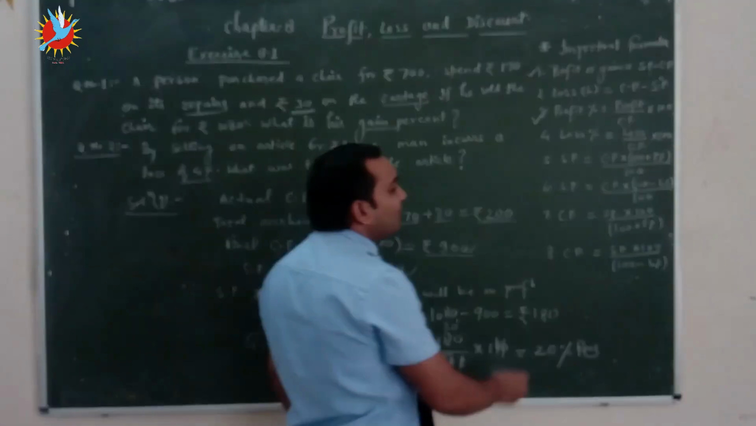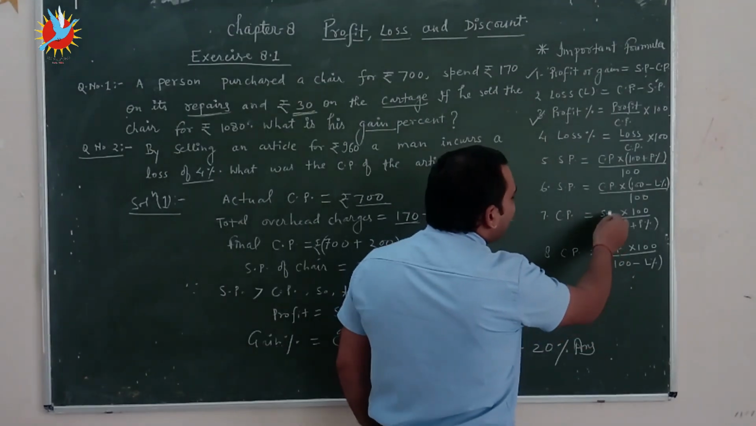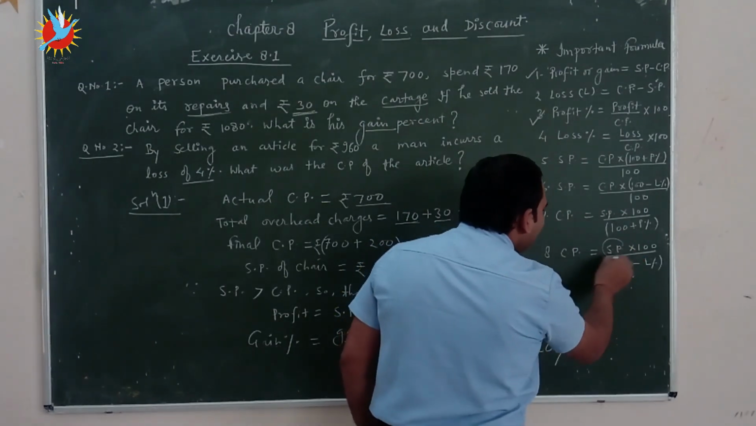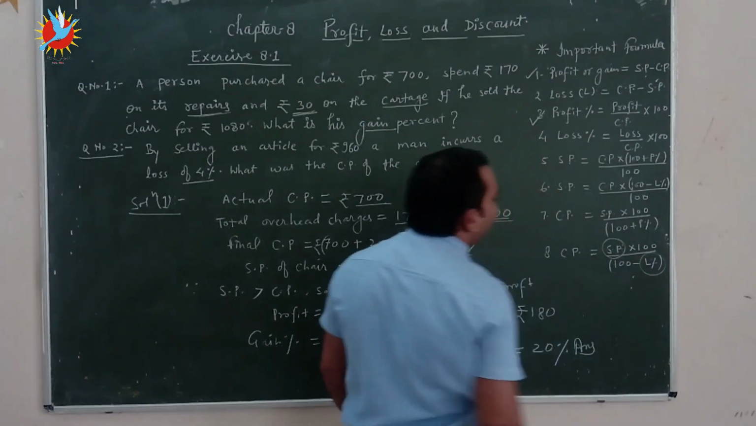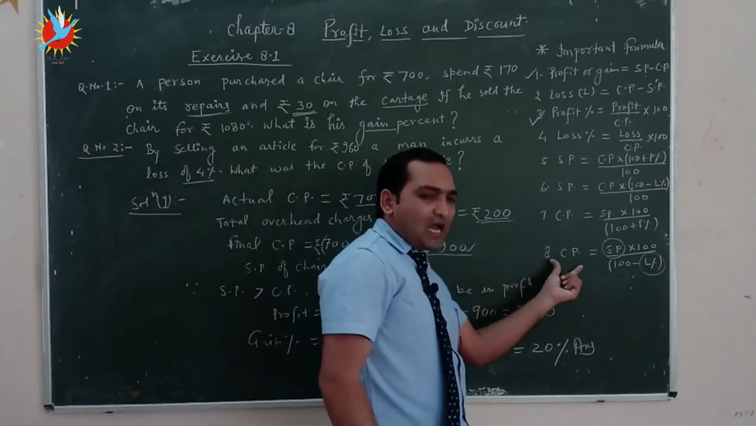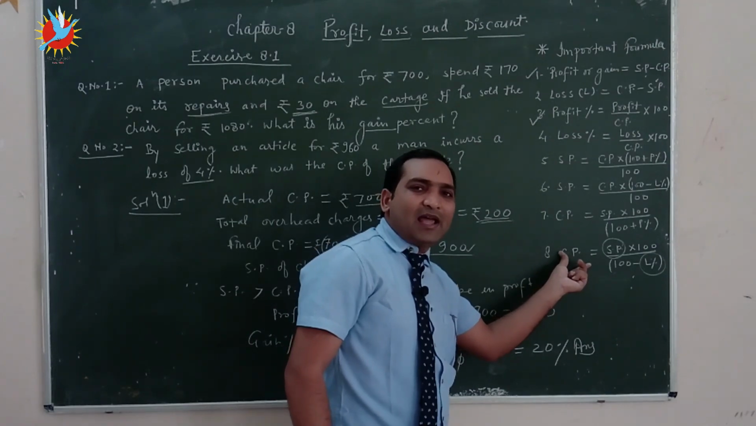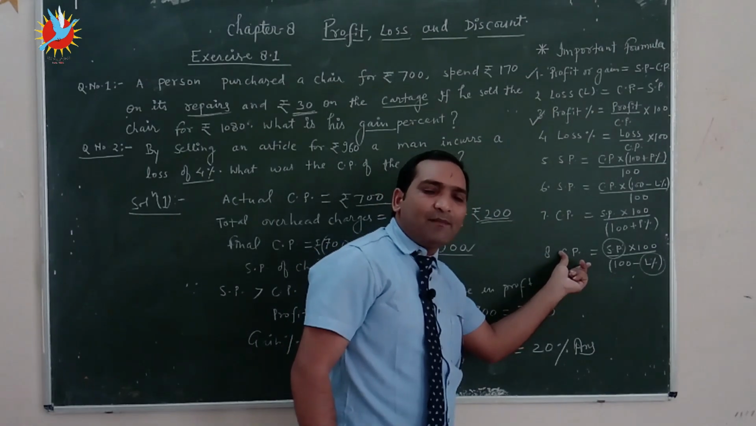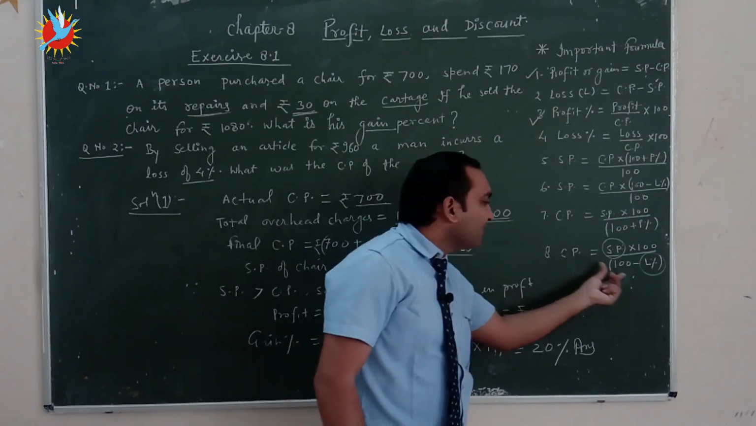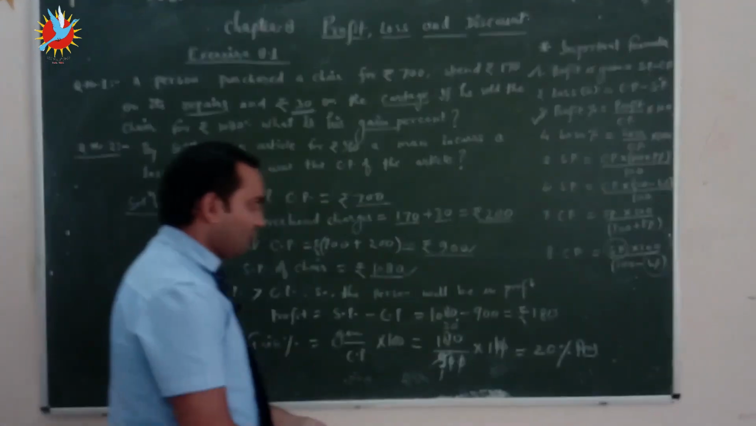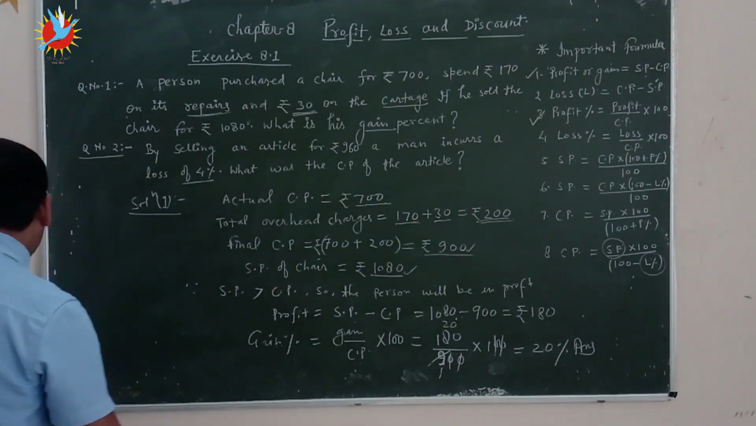So when the selling price is given and loss percent is given, we can calculate the cost price by the formula: selling price into 100 upon 100 minus loss percent. So we use that formula.